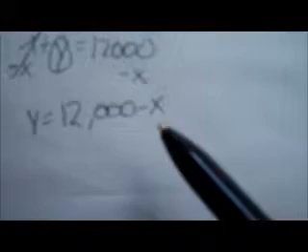So x plus y equals 12,000. We want to isolate the y, so we subtract an x from both sides. We get rid of this one, and it becomes y equals 12,000 minus x. Basically what we did, we crossed out the x's, this is our y, equals 12,000. We cancel out the x's, and this is what we're left with.